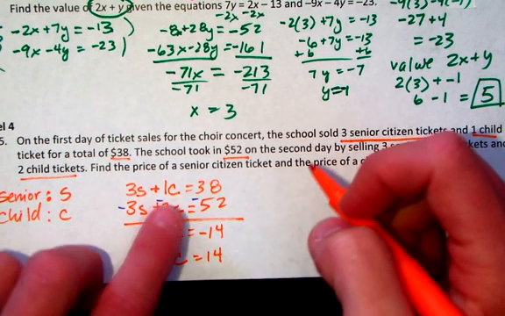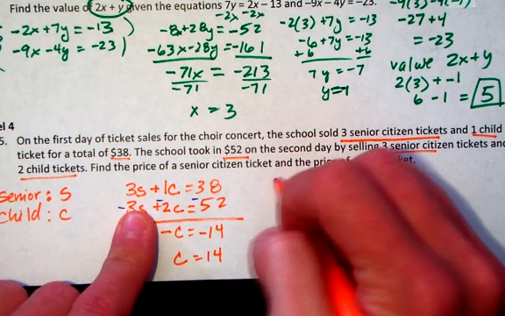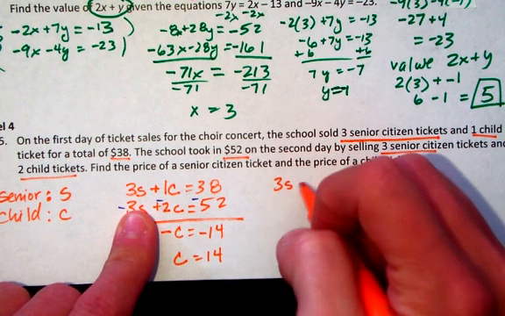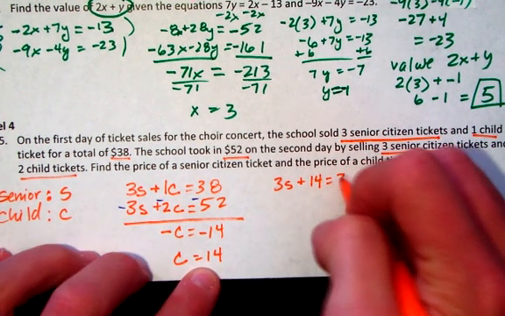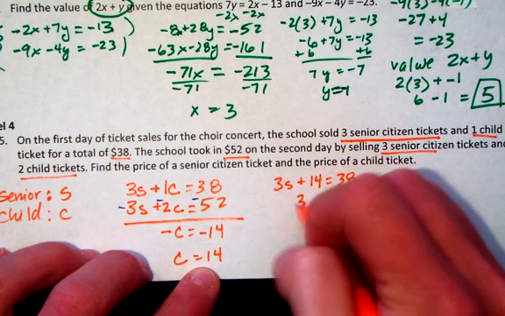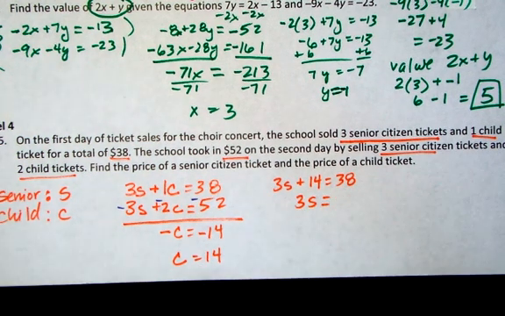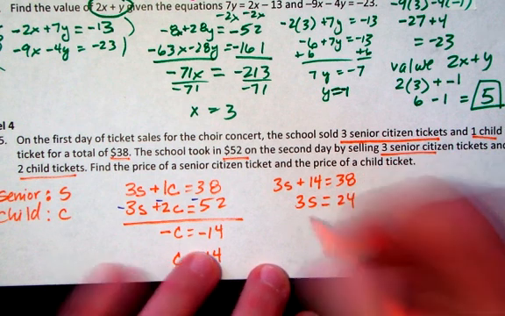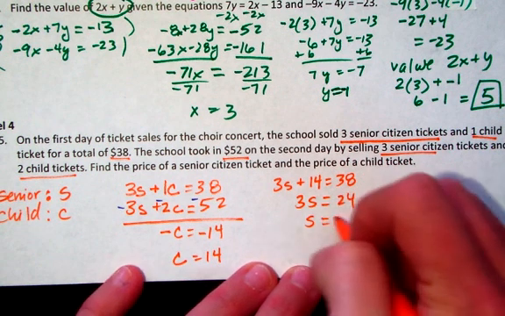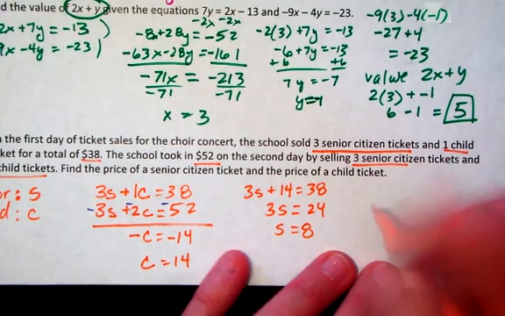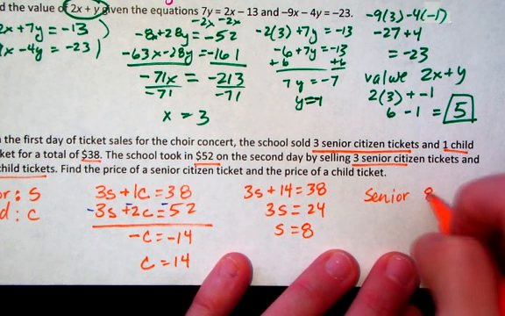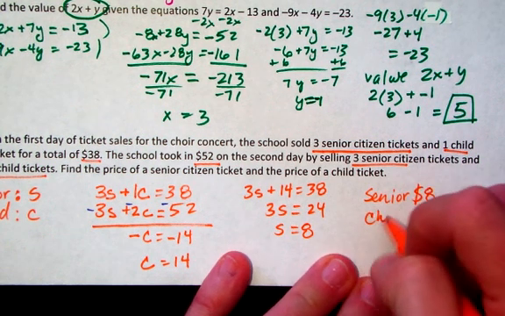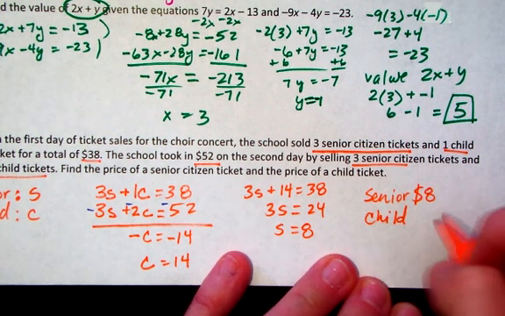So then I'm going to plug that into the first one. So 3 times the senior citizen plus the 1 child ticket, which is $14, is 38. So 3S equals 38 minus 14, which is 24. So the senior citizen ticket has to be $8. So the senior is $8 and the child ticket is $14.